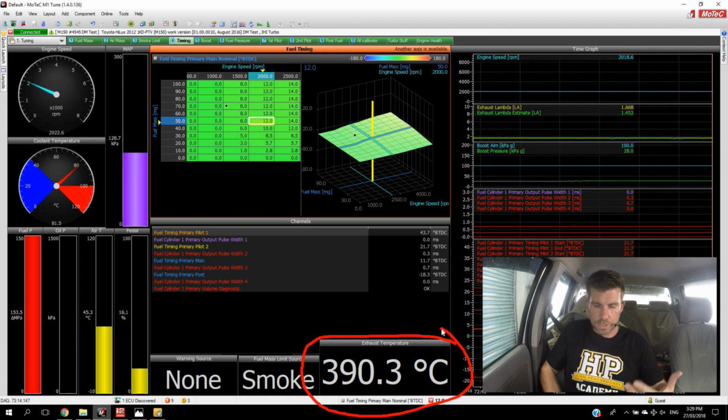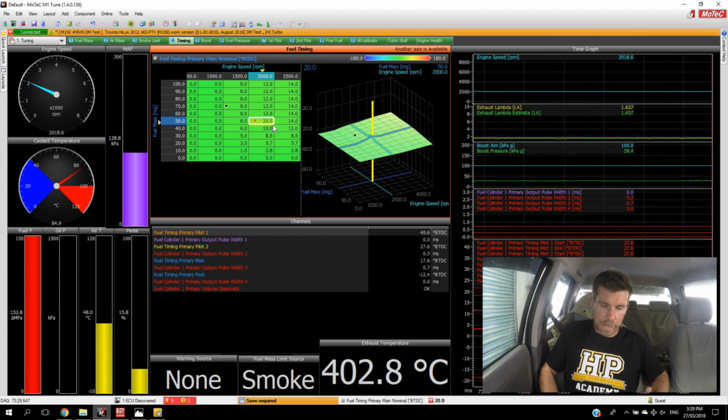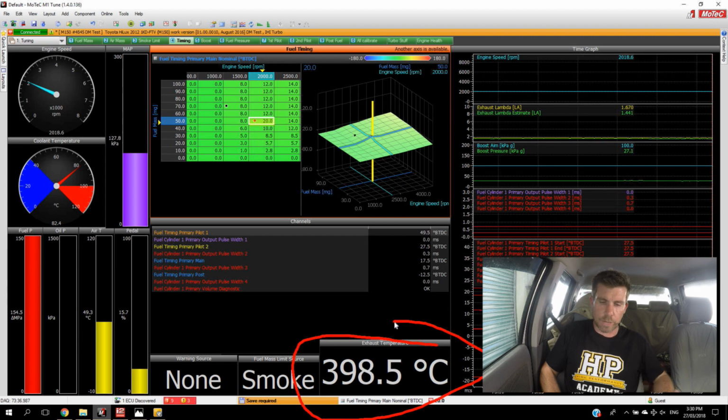So while I'm talking here, I'm just waiting for this to come up to equilibrium. We're relatively close to that now, so what I want to do is start by advancing the timing. Let's take us from 12 degrees up to 20. And what we'll see is our exhaust gas temperature, which was just peaking at 403 degrees, is actually dropping down. Not dramatic, but we can see that it's dropped from 403 down to about 398 degrees.